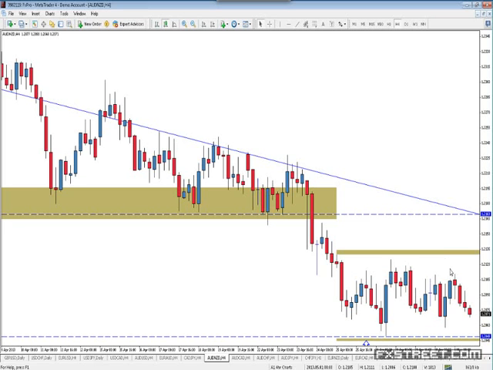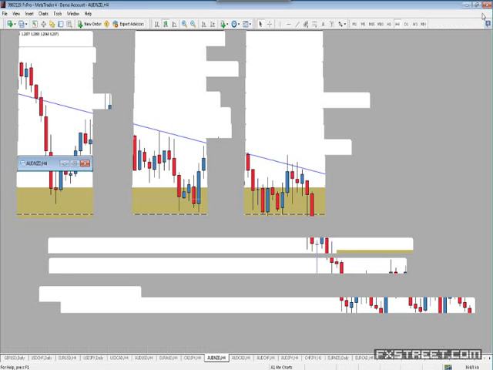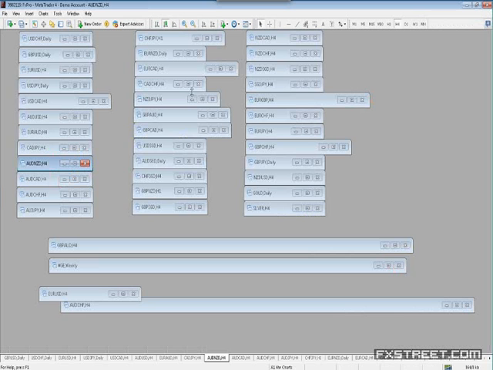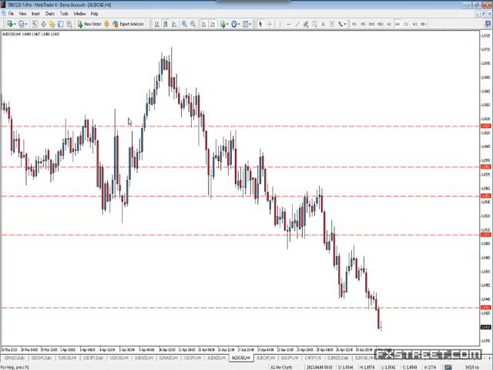But, that's just me. That's what I would do. Aussie CAD, says Stacy. Let's take a look. Stacy Naidu. Let's see. Aussie CAD, Aussie CAD. Oh, that's a good looking chart.